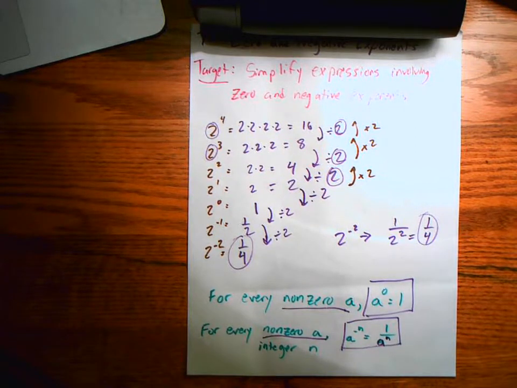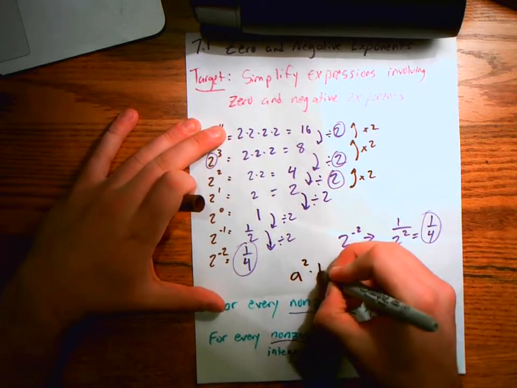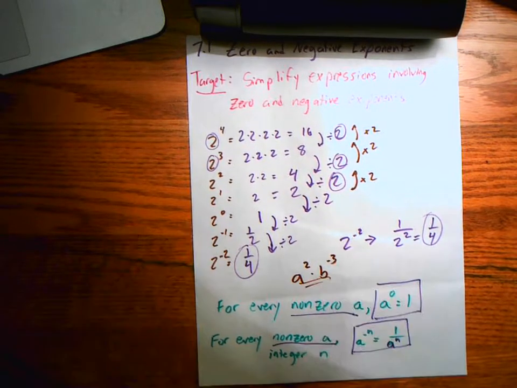Now we're going to be doing some examples in class that deal with expressions, maybe a term that has a squared times b to the negative 3, and simplifying that so that we don't have negative exponents. But we'll go through some of those, perfecting the numbers first before we get into the expressions.